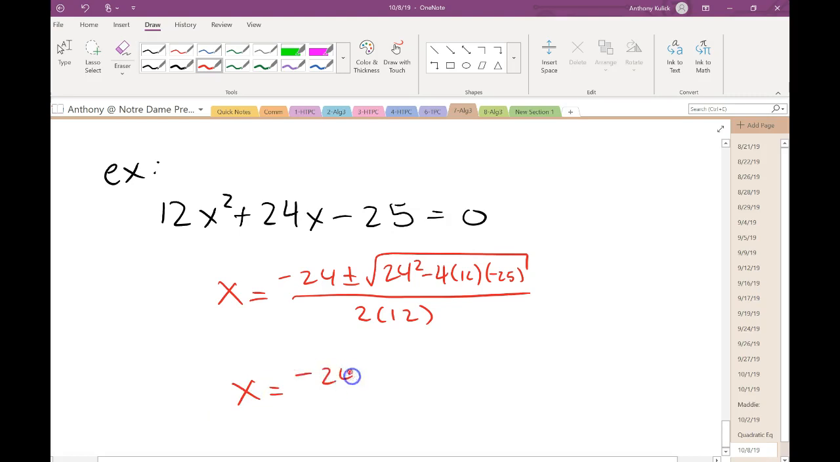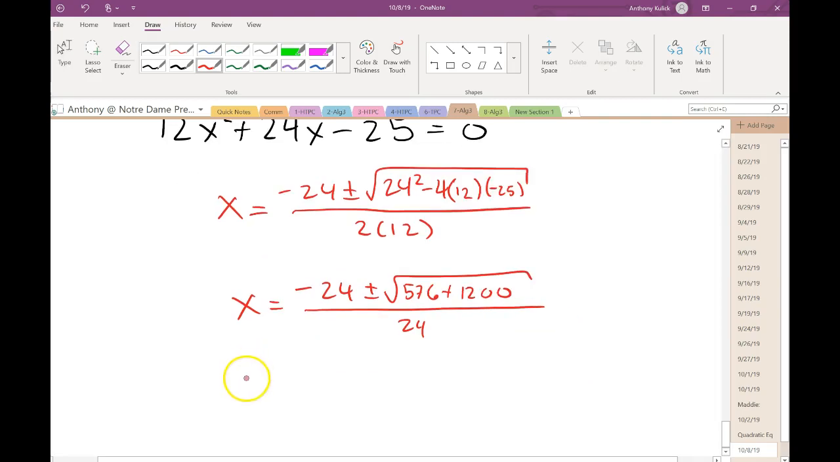So I have negative 24, 12. That's A. Okay, I need my calculator. 24 squared is 576. Negative 4 times 12 is negative 48. Negative 48 times negative 25 is positive 1,200. And 2 times 12 is 24.